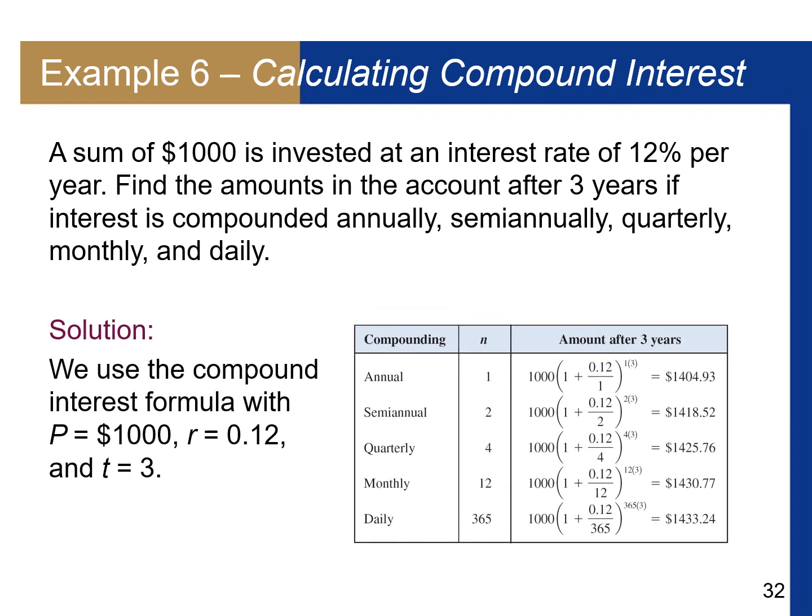So you're going to plug in these values. Annually means once, semi-annually means twice, quarterly is 4 times a year, monthly would be 12 times a year, and daily would be every day, which is 365 times a year.